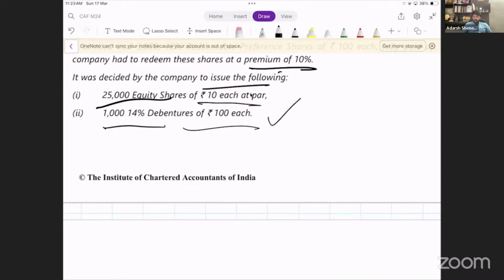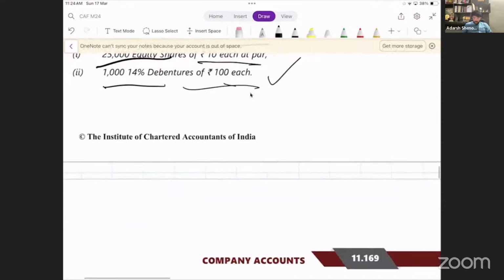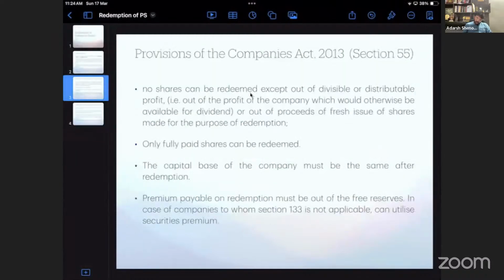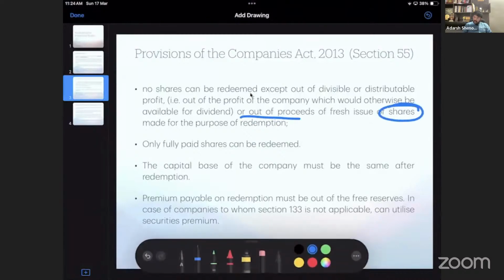Can I consider debentures as a fresh issue? Can I consider this amount also, 1,000 into 100, 1 lakh? The answer is no, because a fresh issue of shares can be done as per section 55. Section 55 is very clear, right? It is shares. Debentures are not considered over here. So over here they have said, out of proceeds of fresh issue of shares made for the purpose of redemption. So not debentures. Debentures won't be counted over here.